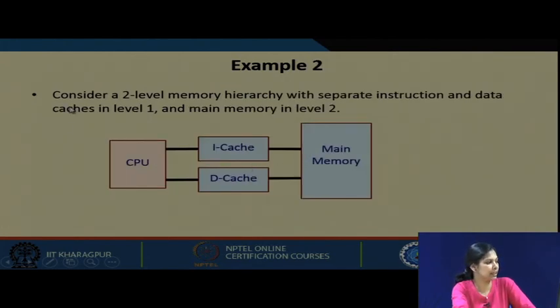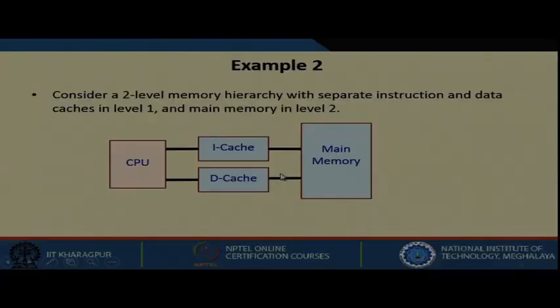Now can I take another example where we consider a two-level memory hierarchy with separate instruction and data caches in level 1 and main memory in level 2. So here the scenario is we have I cache, instruction cache, and D cache, data cache. The instructions are brought and kept in instruction cache, the data are brought and kept in data cache. The advantage would be that if you want to access data and instruction simultaneously, you can do that.